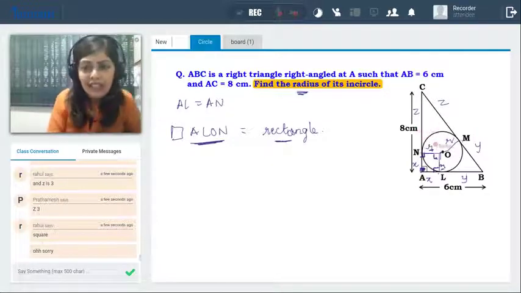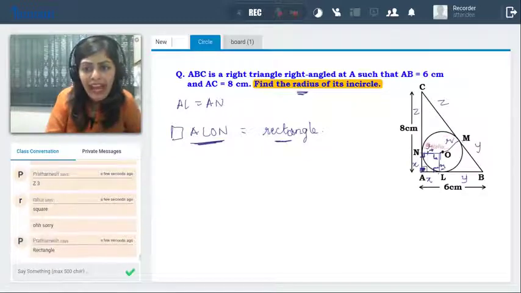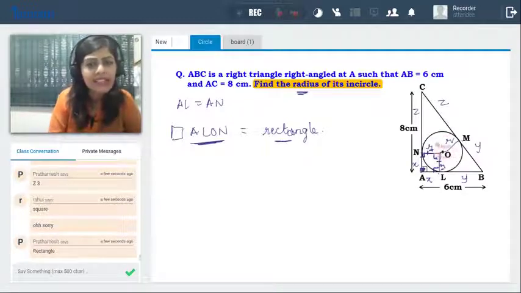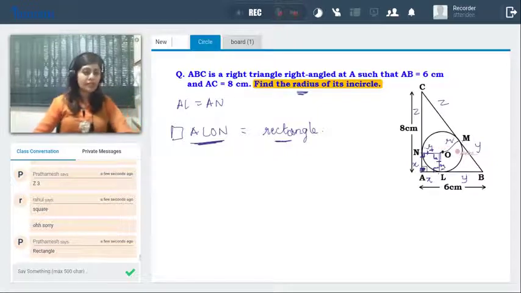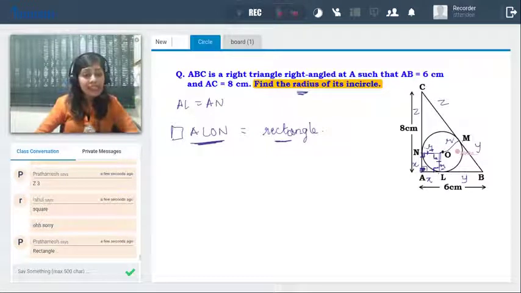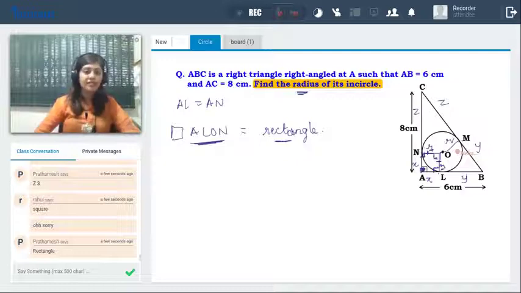So pay attention. Let's look at the adjacent sides. ON and OL are adjacent sides, right? ON and OL are adjacent sides. So now it becomes a square. But the point is, we don't have to prove this a square.